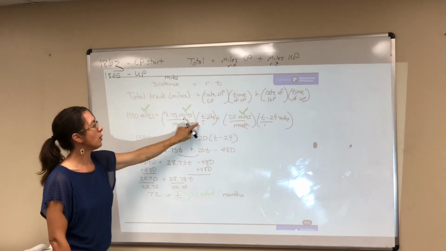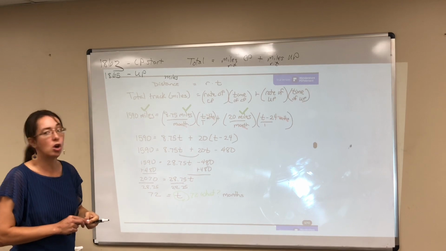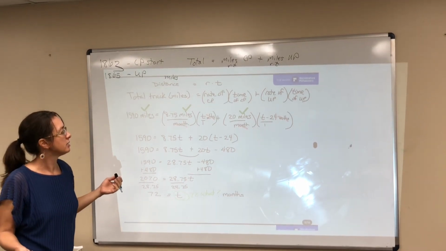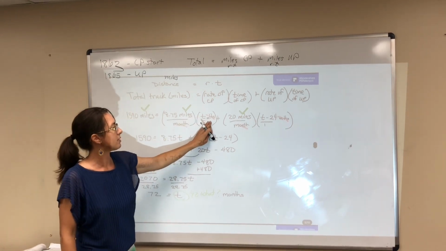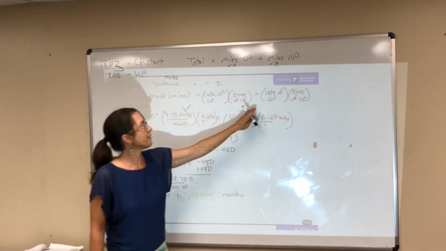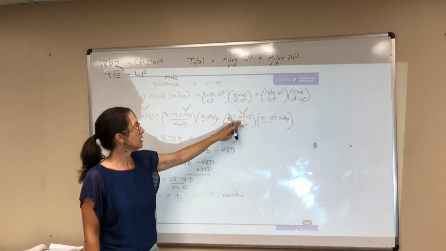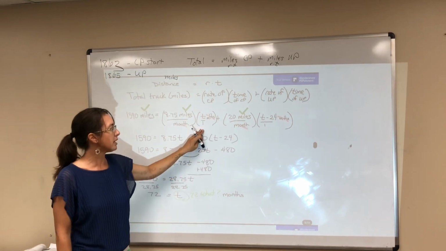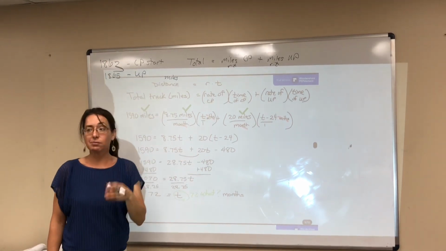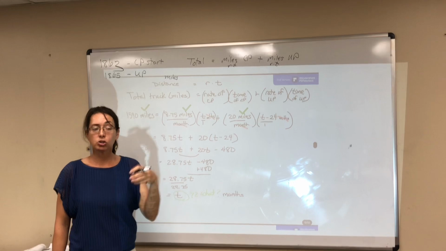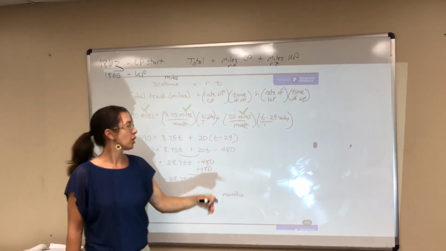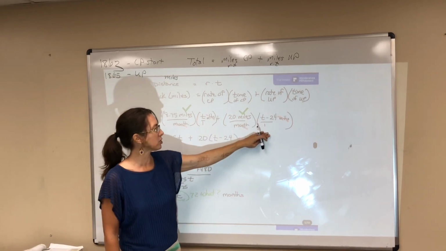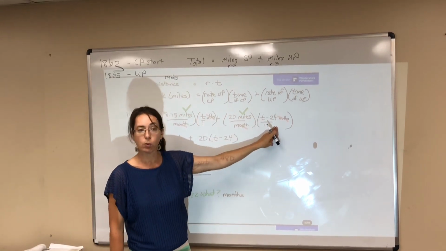Do I know how much time it took them? No. So I'm just going to call that T. It took them T number of months. Then I have the rate of Union Pacific, 20 miles per month. And how much time did they spend? Well, they ended on the same day, correct? But they started 24 months later. So whenever Central Pacific started, Union Pacific started at that time minus 24 months.